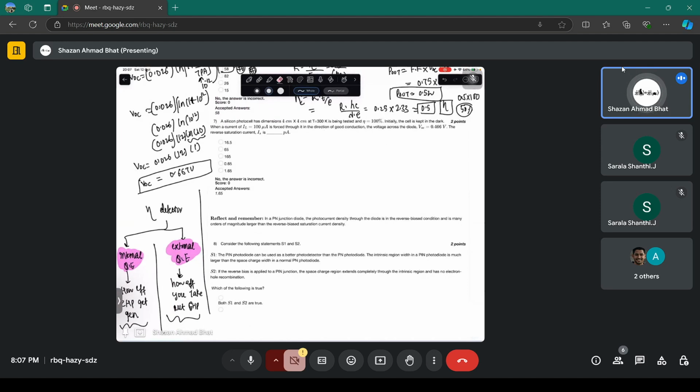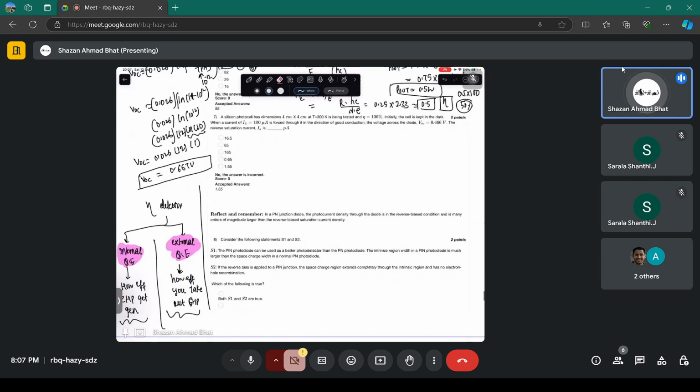Now, moving on to question 7, you have a silicon photocell which has a dimension of 4 centimeter cross 4 centimeter at 300 kelvins, and it's being tested, and the efficiency is 100%, which is a very unrealistic value. Initially, the cell is kept in the dark. The current flowing because of the light is given as 10 microamps. It's forced through it in the direction of good conduction.